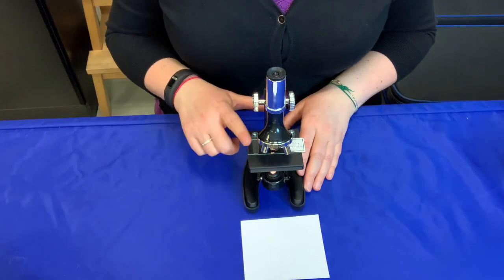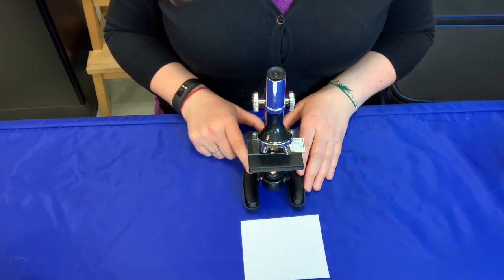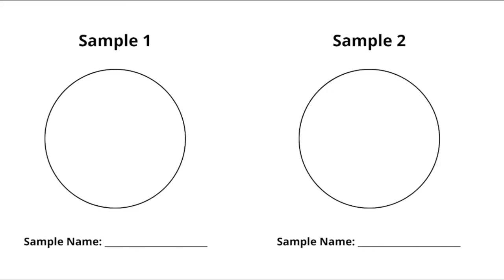Compare the slide you're looking at right now with another one from your kit. How are the samples the same, or how are they different? Draw a picture on paper of what you see. Label your picture with the name of the sample that's written on the slide.